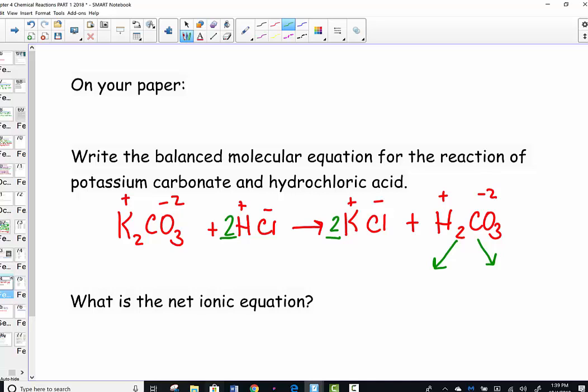We're good there. Why'd I put arrows kind of pointing out of the carbonic acid? Beautiful. That as soon as that forms, it breaks apart to show me the driving force of water and carbon dioxide. So I write that as my initial product, but it doesn't stay there long, does it? As soon as it forms, we see evidence of bubbles break it down into water and carbon dioxide.